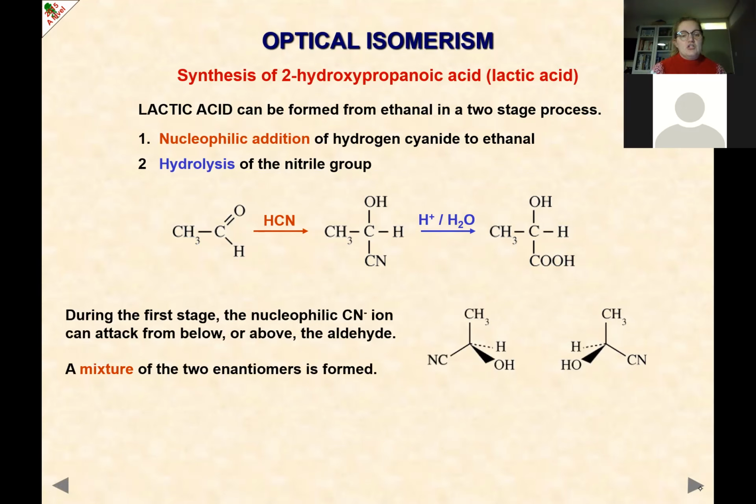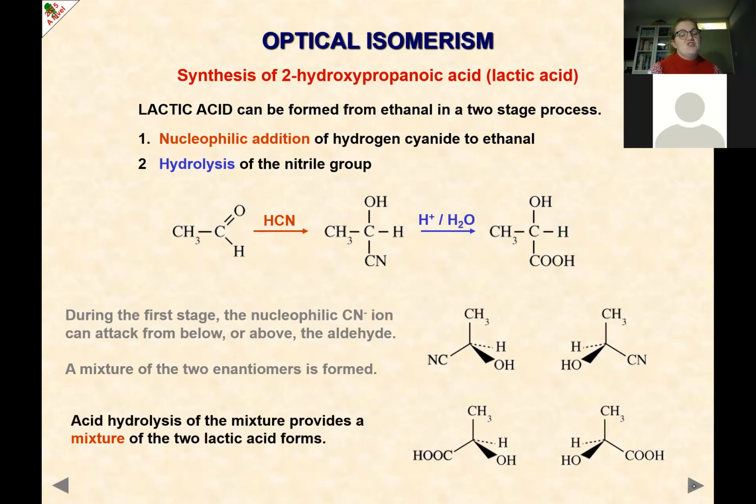During the first stage, a nucleophilic cyanide ion can attack from below or above the aldehyde. A mixture of the two enantiomers is then formed. Acid hydrolysis of the mixture then provides a mixture of the two lactic acid forms. That's just the hydrolysis which turns it to lactic acid, but we've already formed the two isomers by that point.